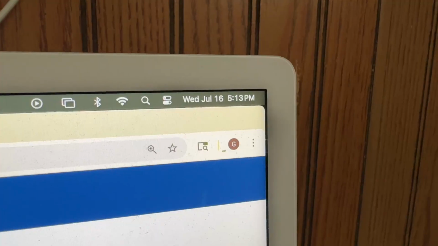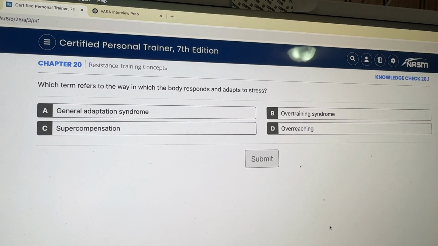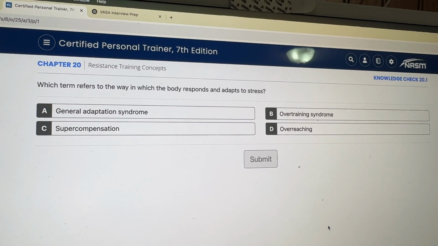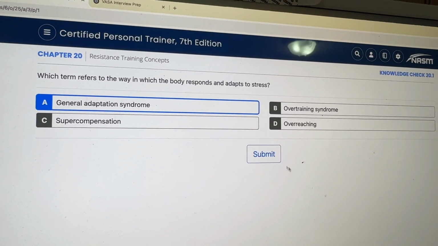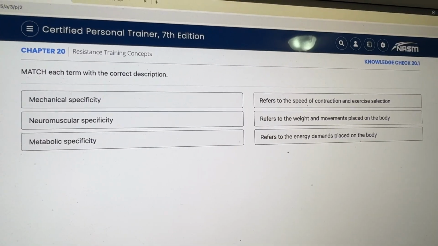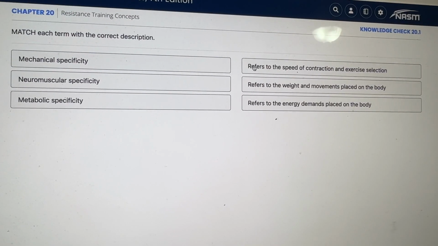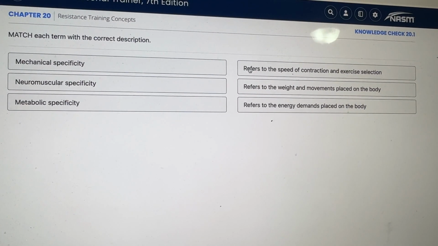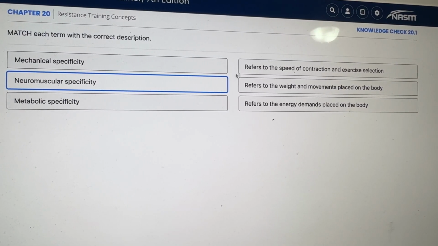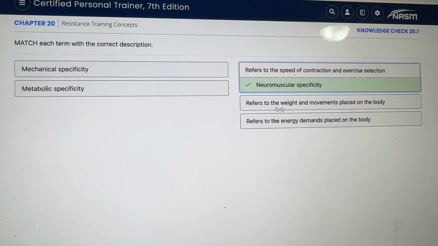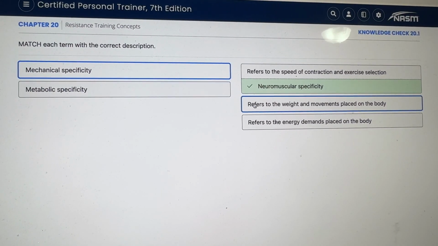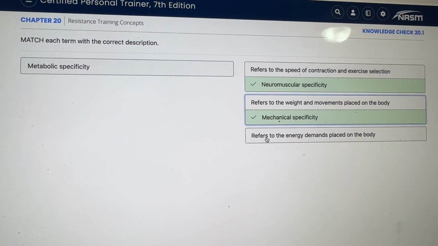All right, chapter 20 lesson 1 is done. 5:13 right now, only 2 questions. Here we go. Which term refers to the way in which the body responds and adapts to stress? General adaptation syndrome. Match each term with the correct description. Refers to the speed of contraction in exercise selection. I'm going to say neuromuscular specificity. Refers to the way a movement's placed on the body. Mechanical specificity. Refers to energy demands placed on the body.